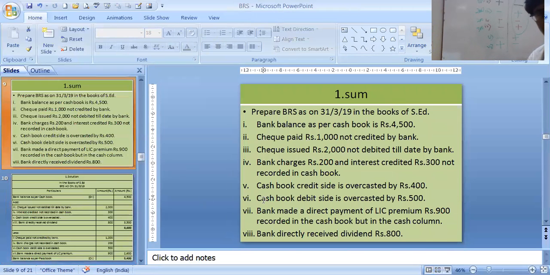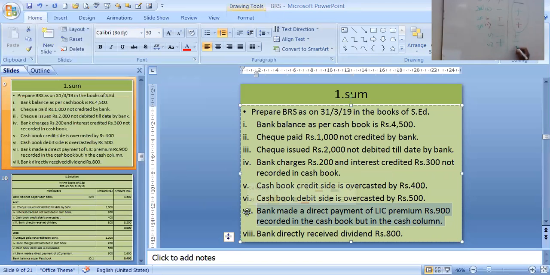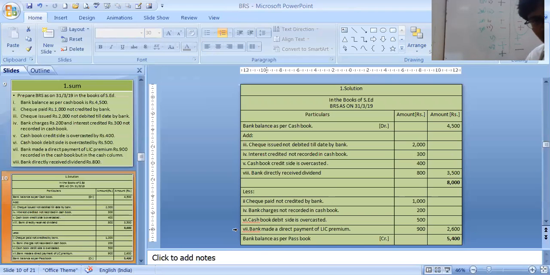Now the next one. Bank made a direct payment of LIC premium 900, not recorded in the cash book. Any bank transaction not recorded means the bank has made a payment, but we have not recorded. Bank made a payment means minus in the bank and we have not recorded. As we are seeing the passbook, it will be minus again. So minus 900. See, the bank made a payment.